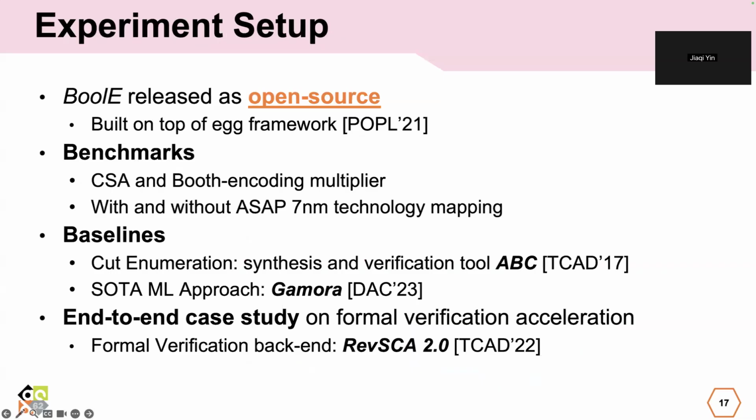For our experiment setup, BoolE, which is built on the egg framework, is released as open source. We use the CSA and the Booth encoded multiplier as benchmarks, both with and without ASAP 7nm technology mapping. Our baselines include the enumeration-based method in the commercial tool, ABC, and the state-of-the-art machine learning approach, Gamora, which is the best paper of DAC 2023. We also conducted an end-to-end case study on formal verification, using RevSCA as the backend.